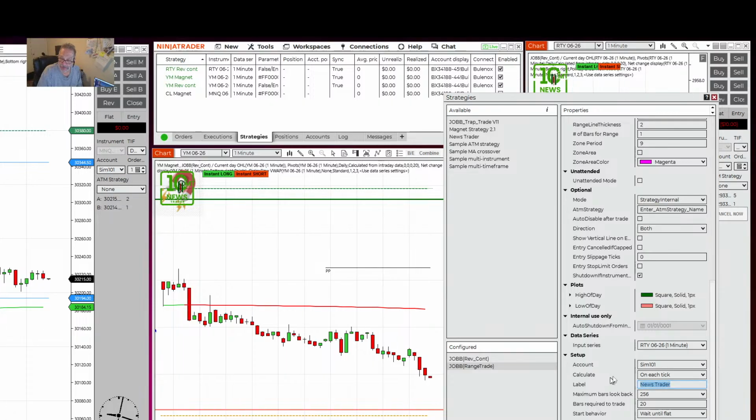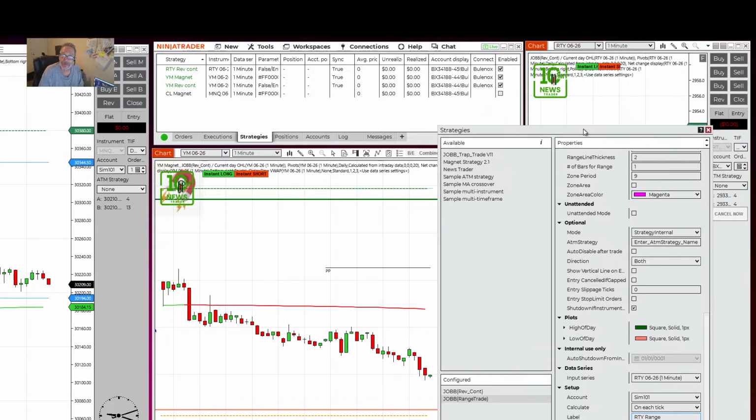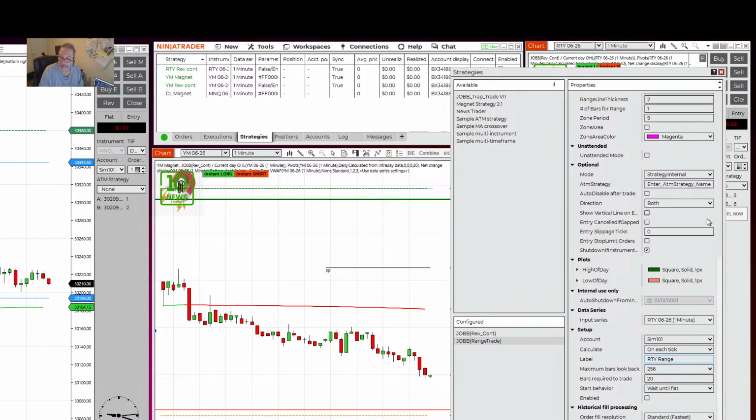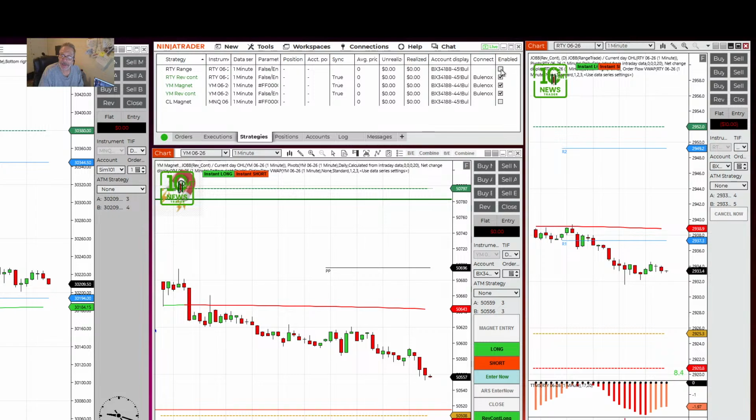Label it RTY range and choose the account you're trading it. And I said I was going to trade it in 45. And I'll put a magnet on the RTY also. So we have our range trade.